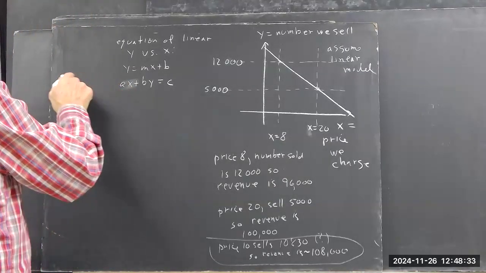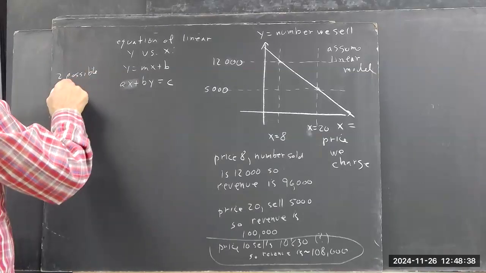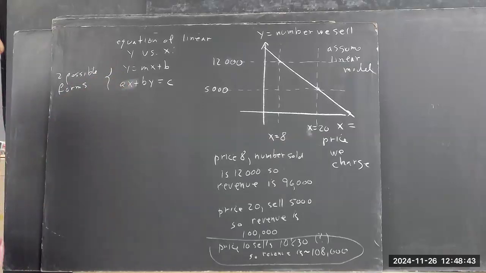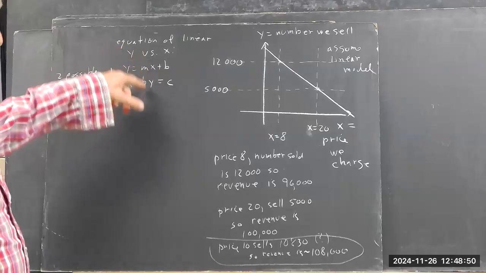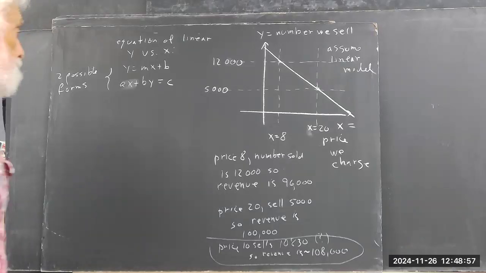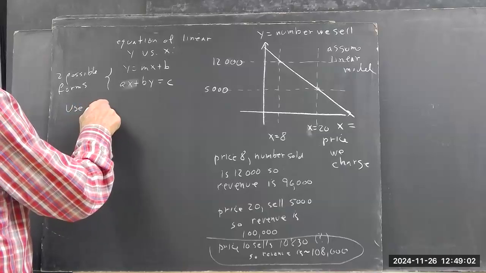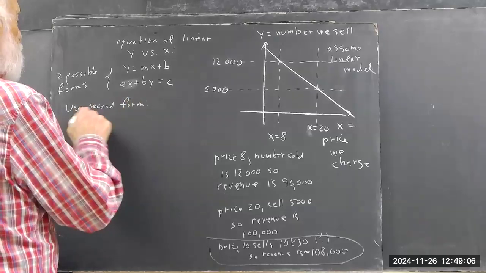Two possible forms of our equation. It doesn't matter which form we use, we're going to come up with the same result because these two would be completely consistent. Okay. I'm going to use the second form.